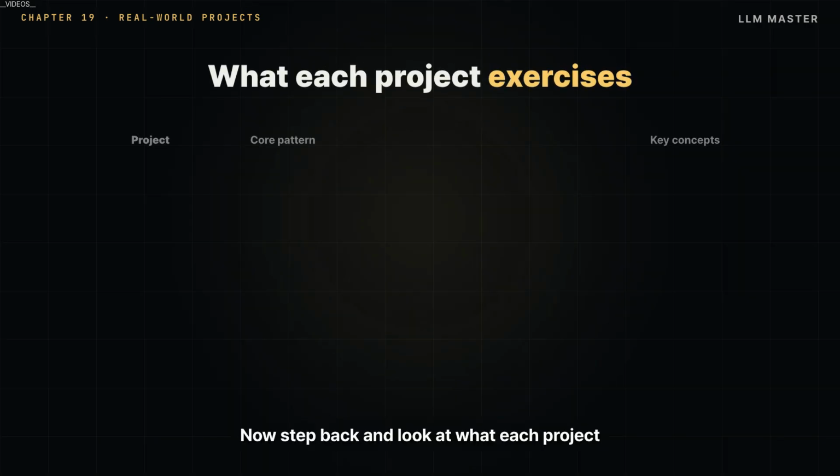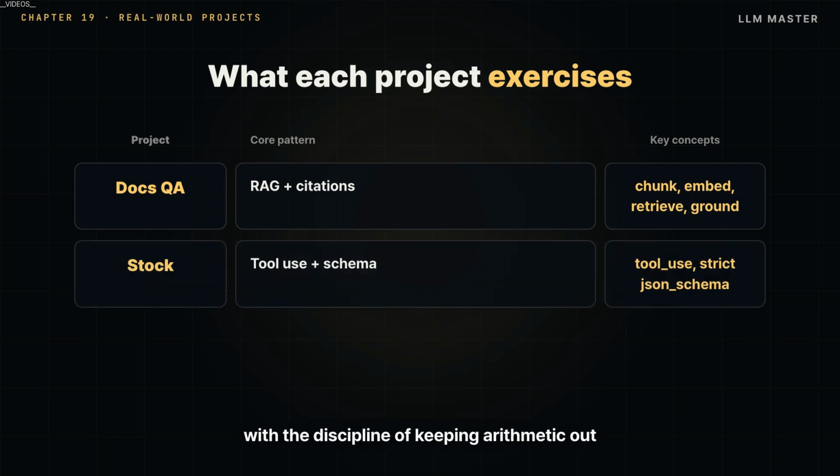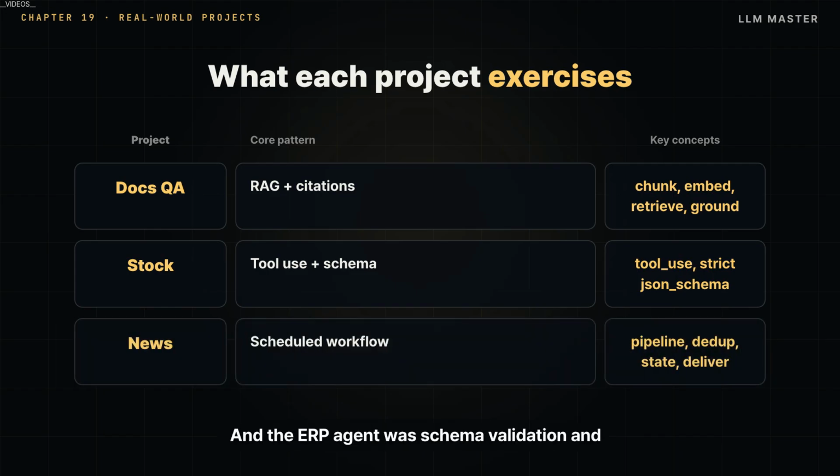Now step back and look at what each project actually exercised, because this is the real payoff of the chapter. The Q&A agent was the entire RAG stack, chunking, embedding, retrieval, and grounding an answer in cited sources. The stock agent was tool use plus strict, structured output, with the discipline of keeping arithmetic out of the model's hands. The news pipeline was the workflow versus agent decision, plus the unglamorous production concerns of deduplication and state. And the ERP agent was schema validation and human-in-the-loop safety on writes.